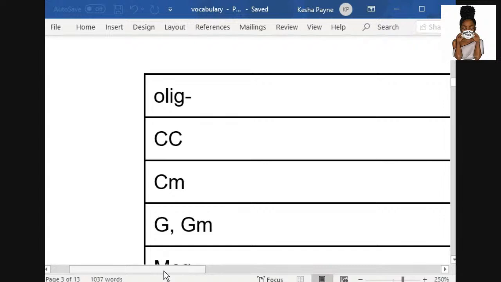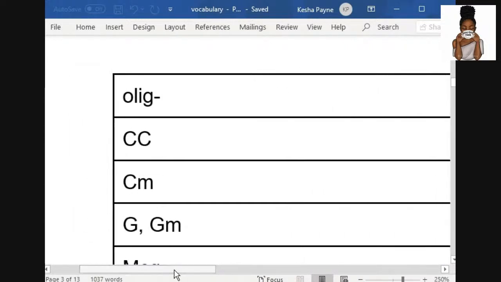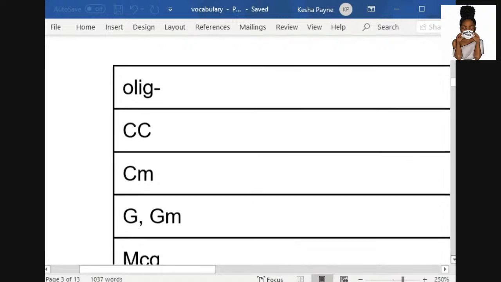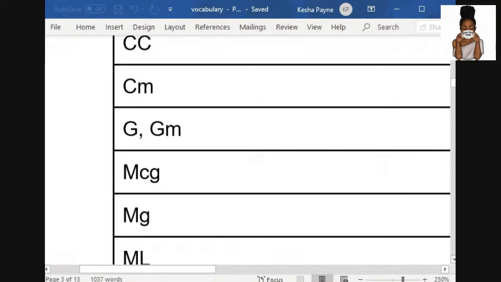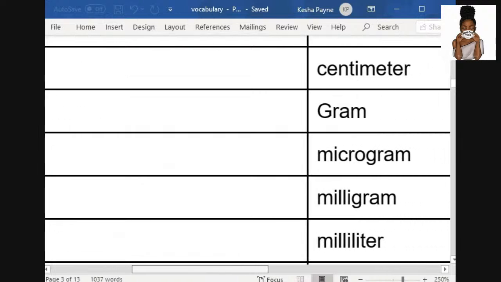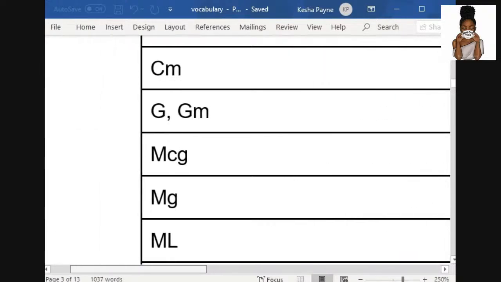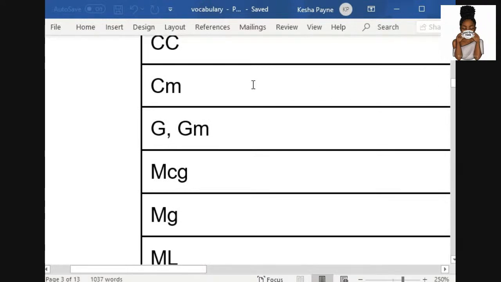CC, cubic... is it cubic circumference or cubic? No, it's centimeter. Yes, cubic centimeter, cm, centimeter, g gram, gm gram, microgram, milligram. Hold on, because I will get this messed up. Oh, nope. ML is milliliter, milligram, and microgram. Milliliter, milligram, microgram. Centimeter, cubic centimeter.